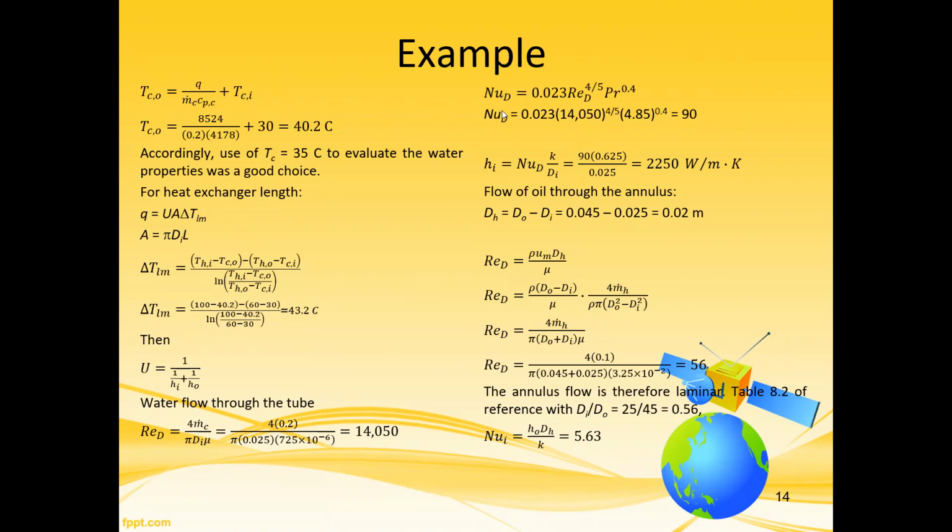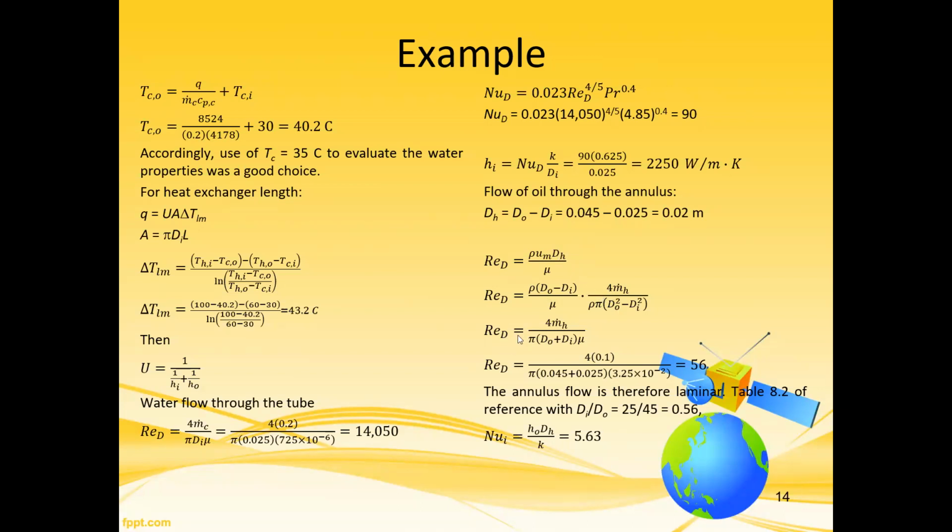Remember these equations for heat transfer. Flow of oil in the annulus: D_h is equal to D_o minus D_i, which is 0.045 minus 0.025, or 0.02 meters. Now the Reynolds number is rho times velocity times D_h over mu, or rho times D_o minus D_i over mu times 4 m_h over rho pi times D_o squared minus D_i squared. This is the flow rate, the volume, the velocity, the area of the annulus over 4.